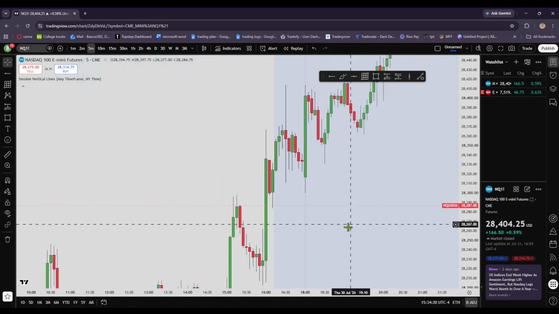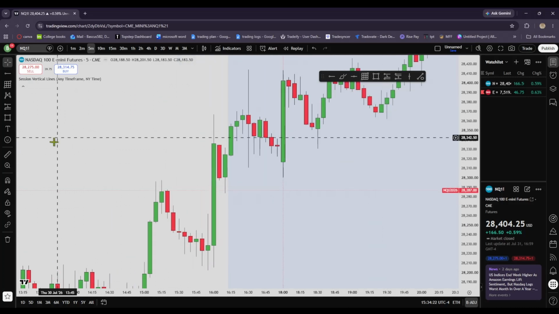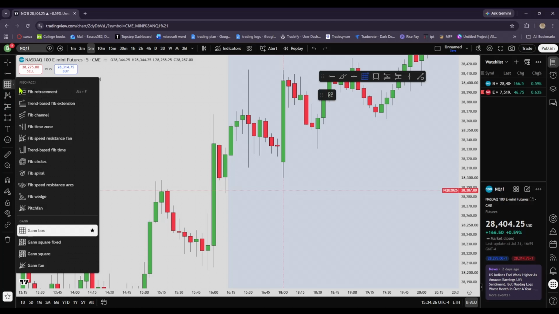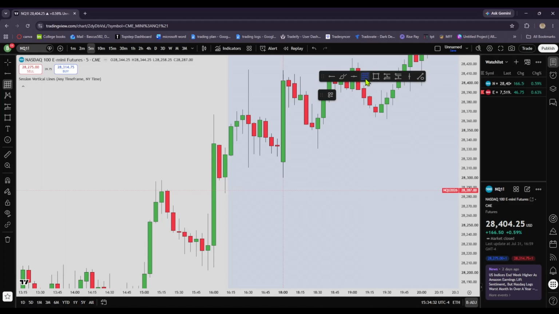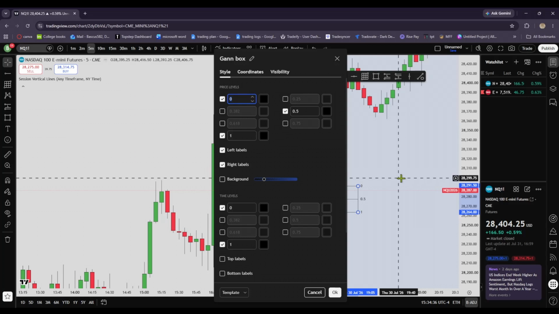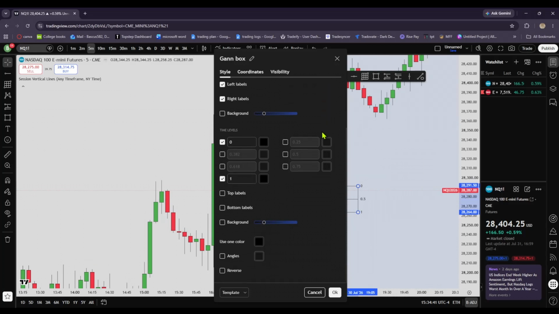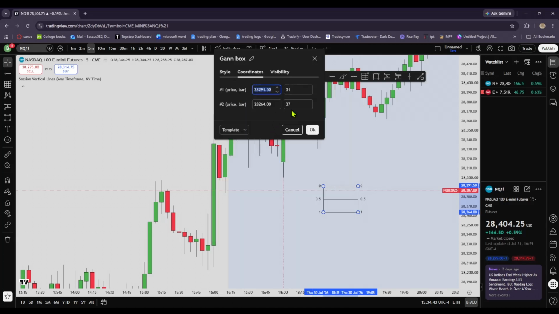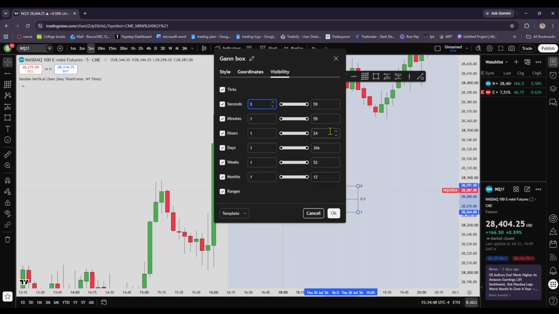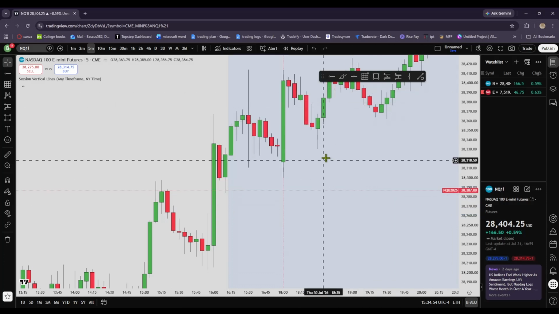So now we're actually going to transition into how to mark out equilibrium. What you guys are going to do, you're going to go over here. You see all these tools on the Fibonacci, right? You're going to go down to the Gann box. You're going to click that. Then you're going to get here. Now, what I need you to do is copy my exact settings for the Gann box. Do not worry about the coordinates, worry about the visibility and style. And then you can make it whatever color you want.